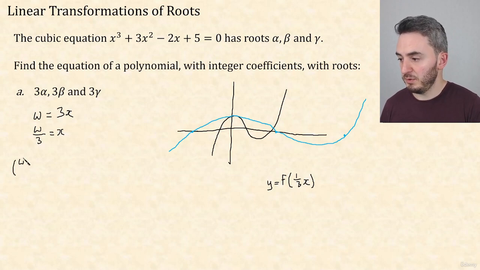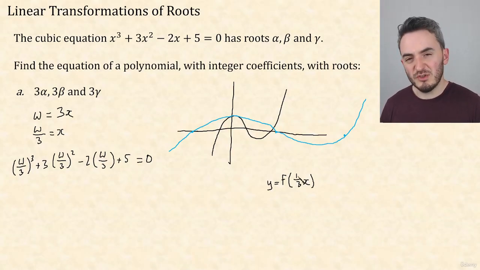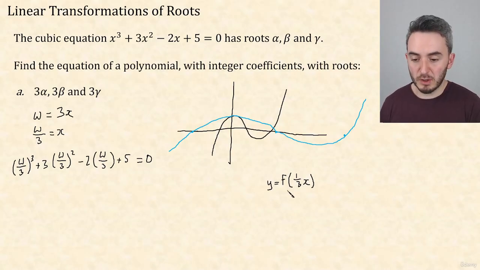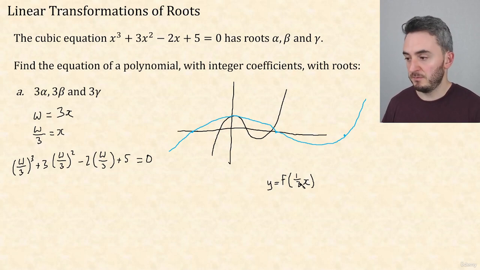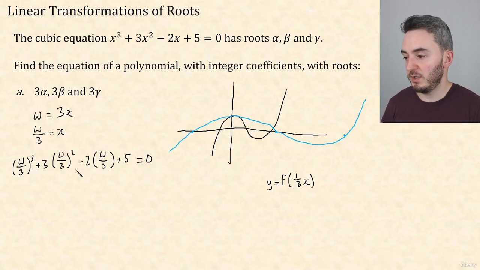Well, I get w over 3 cubed plus 3 times w over 3 squared minus 2 times w over 3 plus 5 equals 0. And of course, this is going to give me the same equation as the graph transformation would have done, but it's done in a way that doesn't involve spotting a graph transformation, because as you'll see in future examples, that's not always possible. But as long as you can set up this relationship, rearrange, make x the subject, and sub that in, you'll get an equation in terms of w, that's fine, that will satisfy all of the requirements.